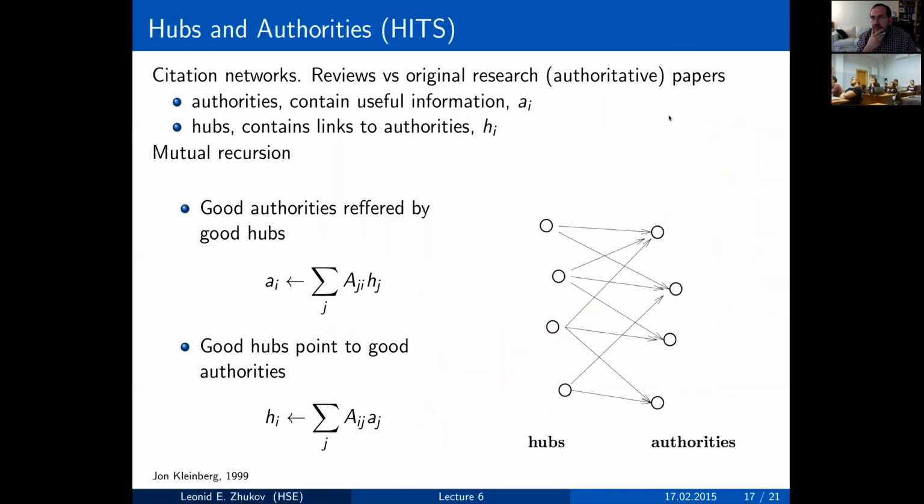Okay. We have a couple of minutes left. Let's talk about a little bit different way to rank pages. This algorithm is called hubs and authorities, or HITS. It really comes from the idea of citation networks. It was actually proposed by Jon Kleinberg pretty much at the same time as PageRank. And the idea is the following.